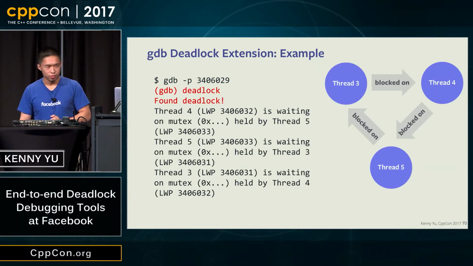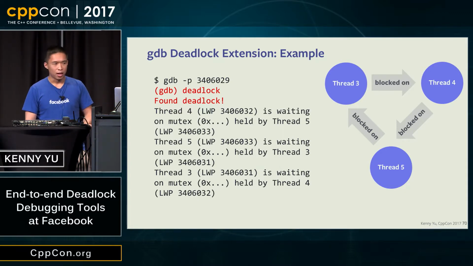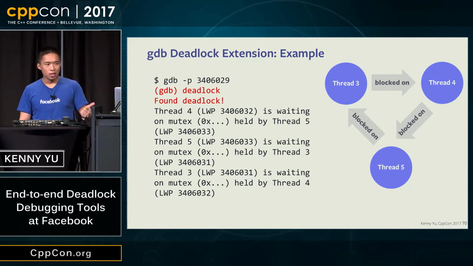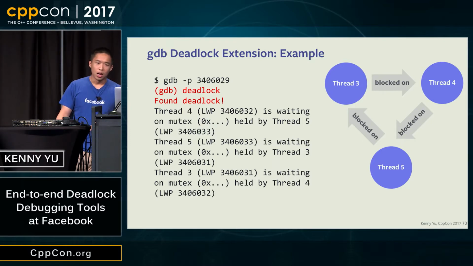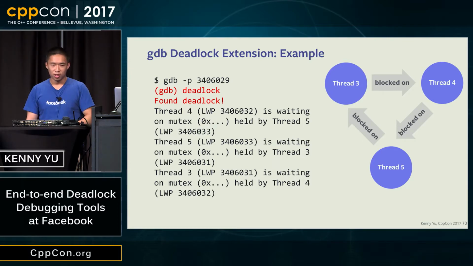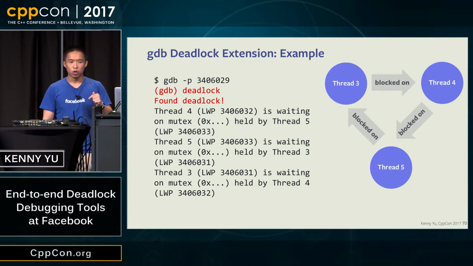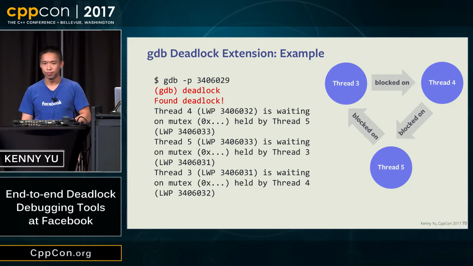Here's some example output. Here we have a running process that's been deadlocked. We attach GDB to it, and the GDB has loaded our extension. We type deadlock, and now we get all the threads and mutexes involved in the deadlock. And the picture on the right visualizes this waits-for information. In this case, unlike the BPF tool, the nodes here represent threads, whereas for the BPF tool, the nodes represented mutexes. So in this graph, nodes are threads, and an edge from A to B indicates that thread A is currently waiting on a mutex held by thread B.